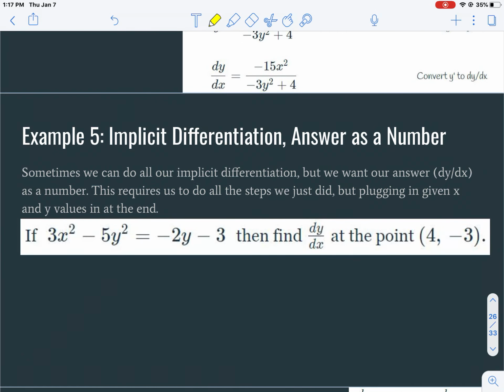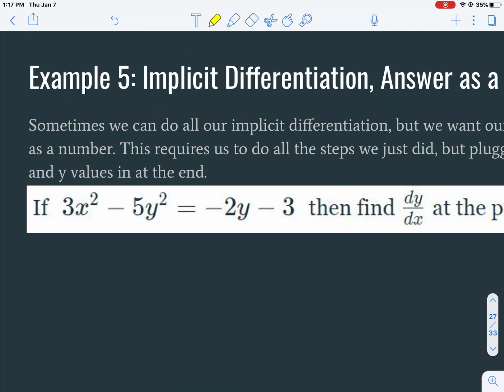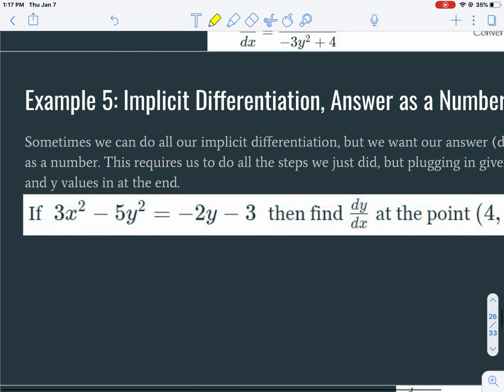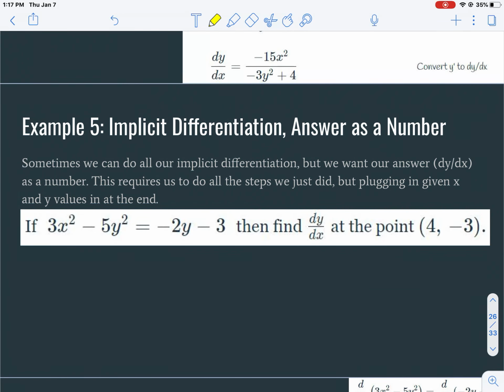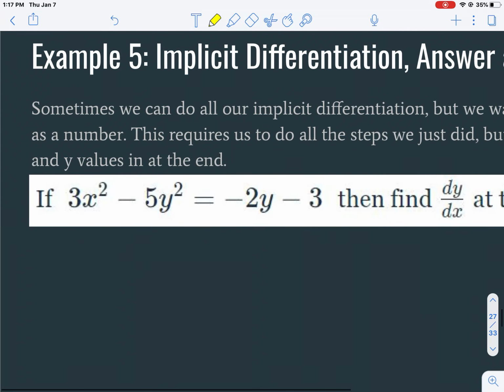Okay, so the last thing we want to do is we can use implicit differentiation, and then after that we can plug in a number, right? So if they give us a point, then we can plug in x and y for our answer. So if we want to find dy dx at a point, all we have to do is find dy dx, then plug in the numbers.